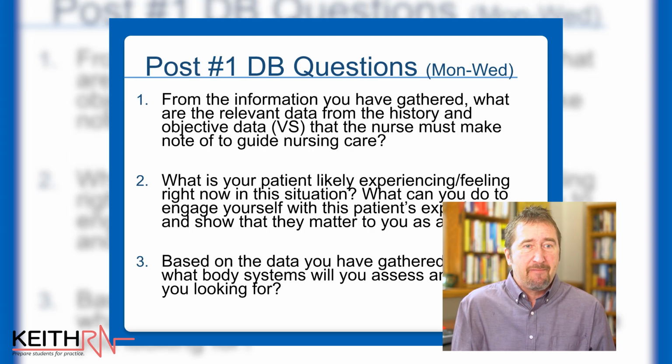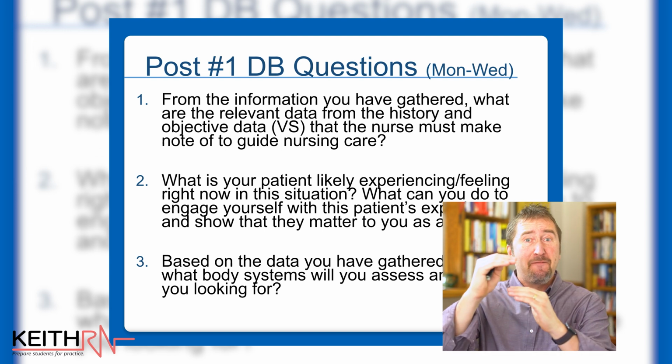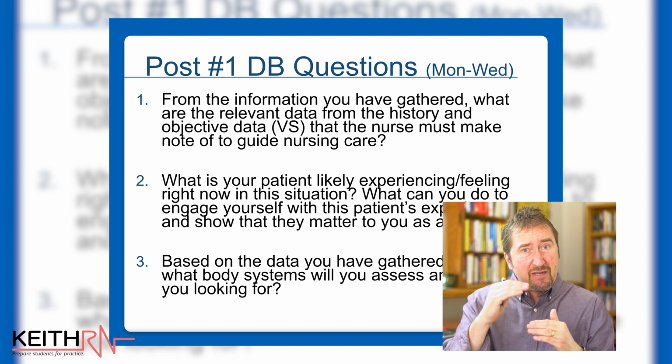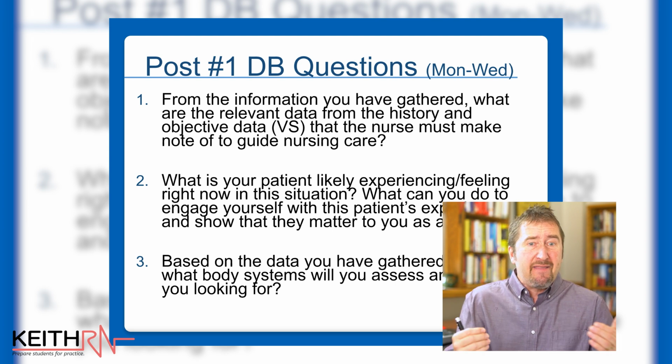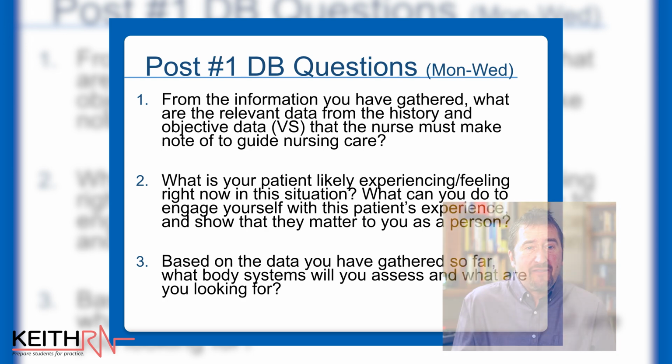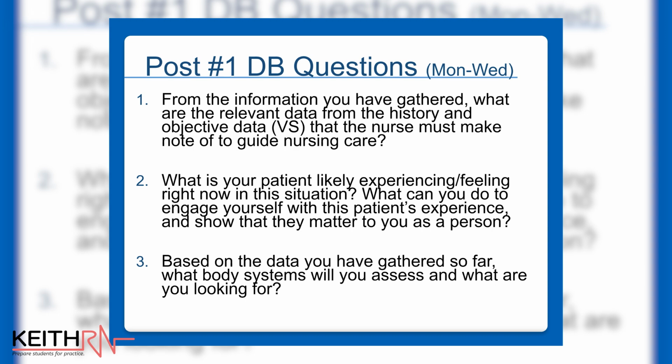And so as you look at the first post of discussion board questions, from the information you've gathered, what relevant data needs to be noticed by the nurse, looking at her weakness, fatigue, new onset of confusion. You can look at this and determine this is recognizing what's relevant and why. And then looking at the second question, what's your patient experiencing or feeling right now? This is where, if you're fundamentals, you can go deep with holistic care and what that looks like. And then based on the data you've gathered so far, what body systems will you assess and what are you looking for? Again, anticipating what's my potential problem, what am I going to do?